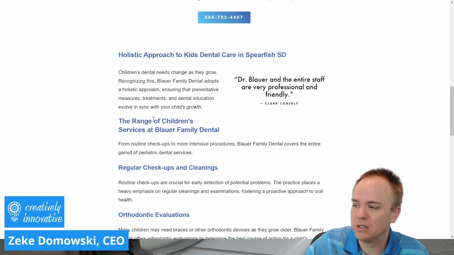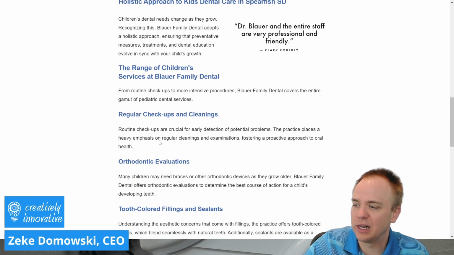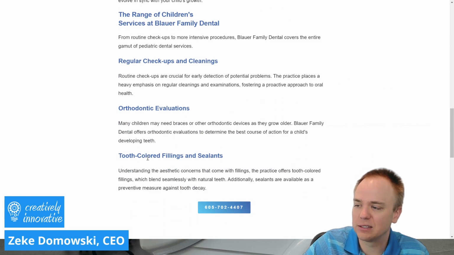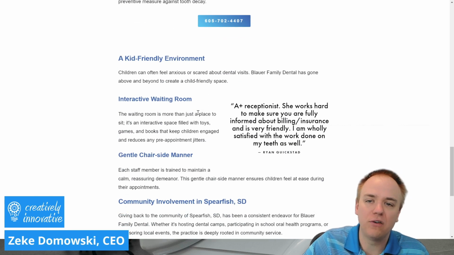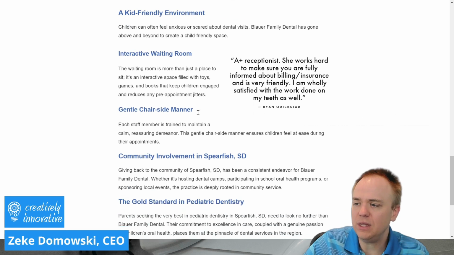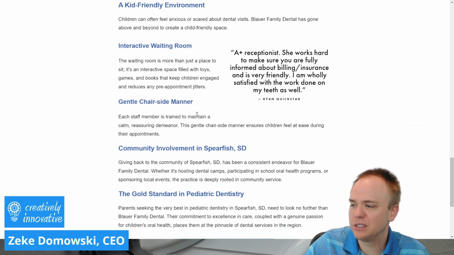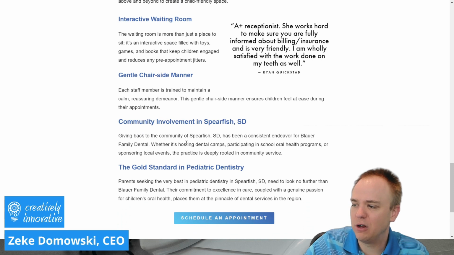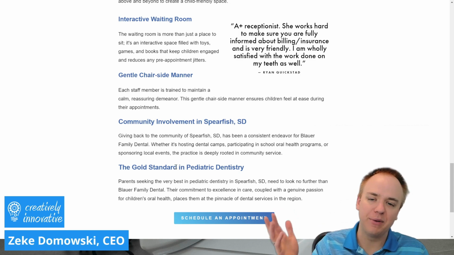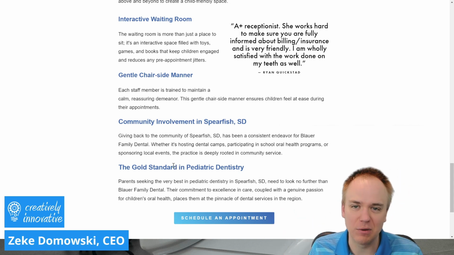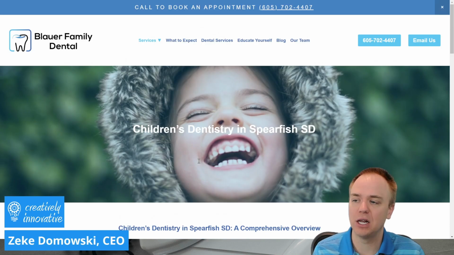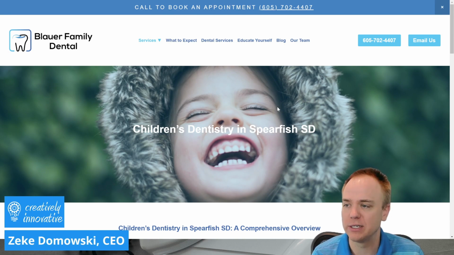The range of children's services, so it kind of gives you an idea of the cleanings, orthodontics, fillings, and sealants. So a little bit of information, kid-friendly environment, and we've got general chairside manners, community involvement. So a little bit about what they do, how it touches on the pediatric side of it. But the idea behind it is that there's content, and by having this content, Google then looks at it and goes, "Aha, this website is all about children's dentistry."